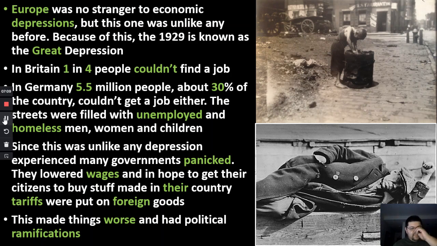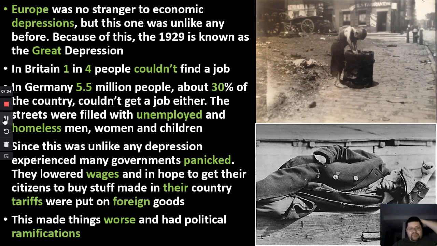Now, since this was like any other depression, the old mentality was, oh, we'll just watch, this depression will pass by. But this was unlike any other, and that old mentality was basically worthless. Governments panicked like crazy.